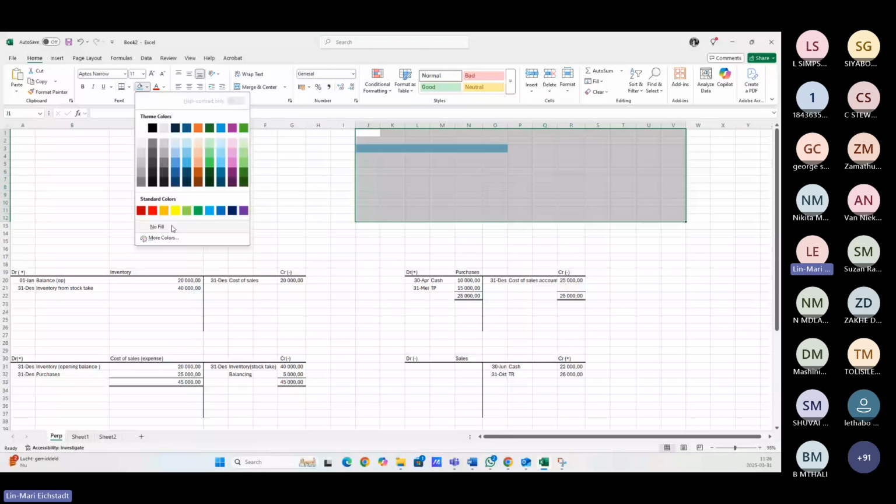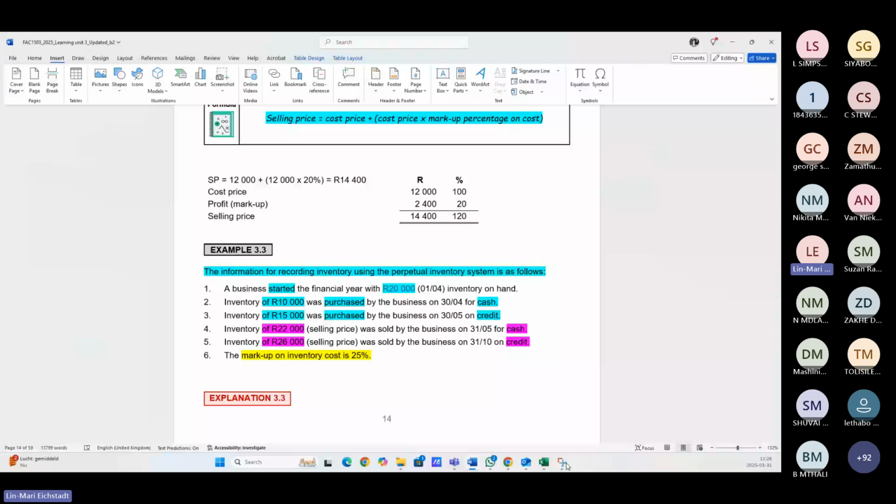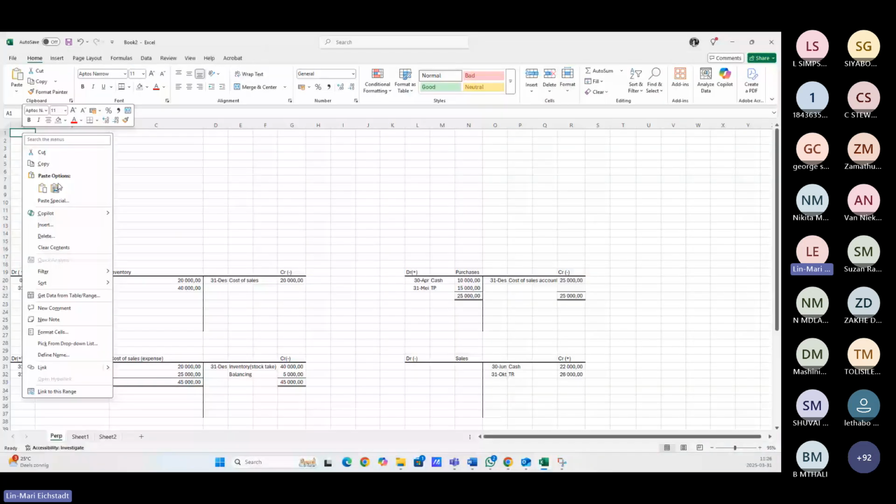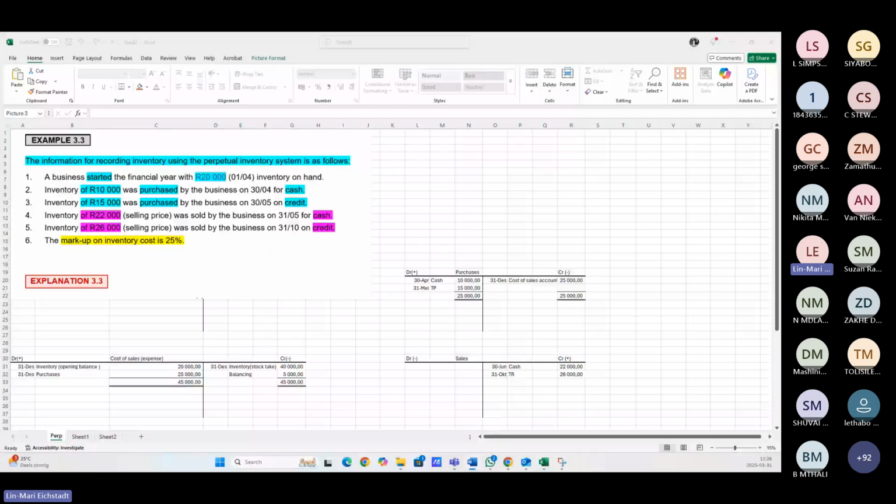And go back to what is given to us. So this is the information that they give us. Okay, so this is our given information for the perpetual, which is similar to the periodic. Other than the periodic, we didn't have a markup on inventory, and in the periodic, we didn't adjust our inventory account as we go along. Okay, so it's telling us what our journal entries are, right?